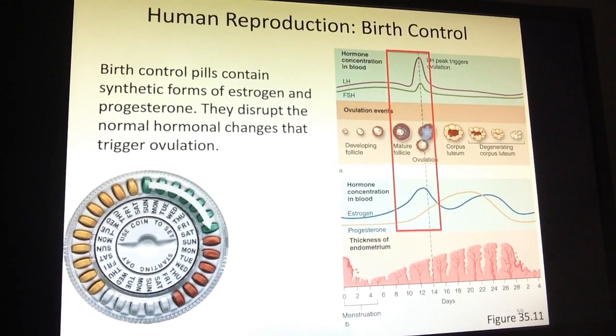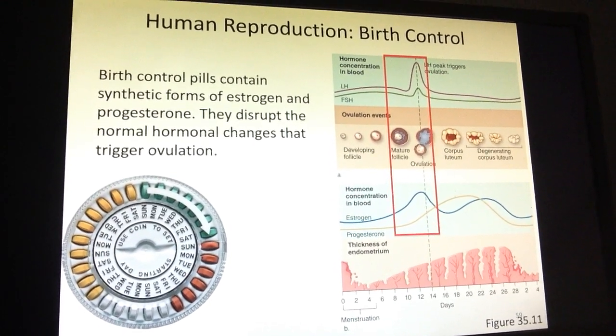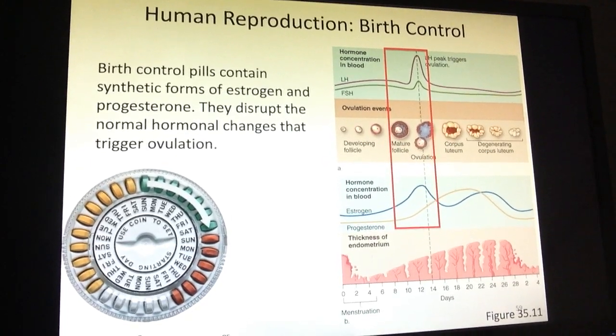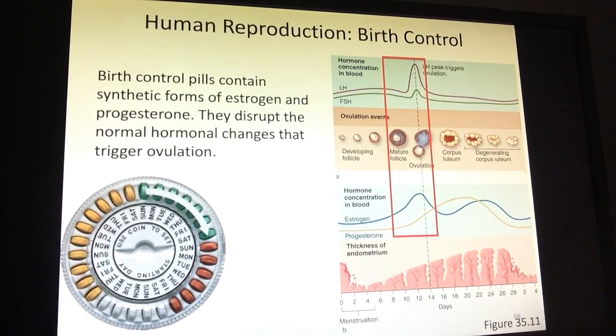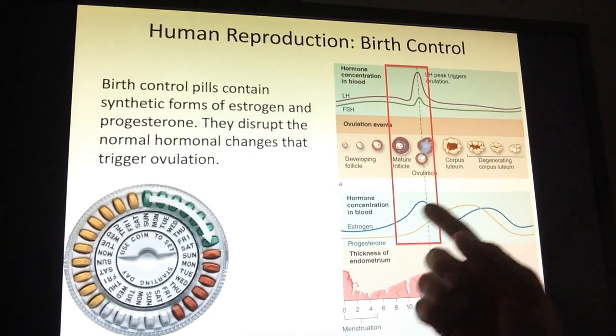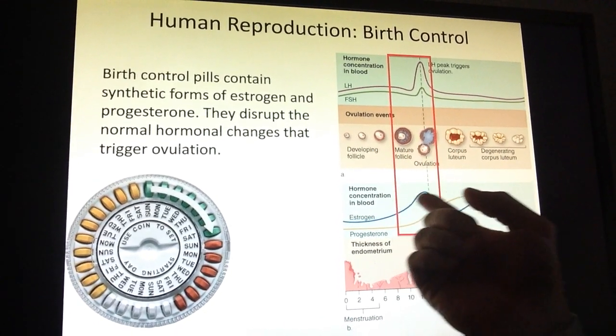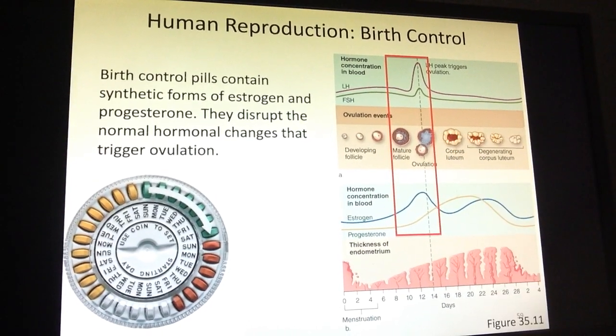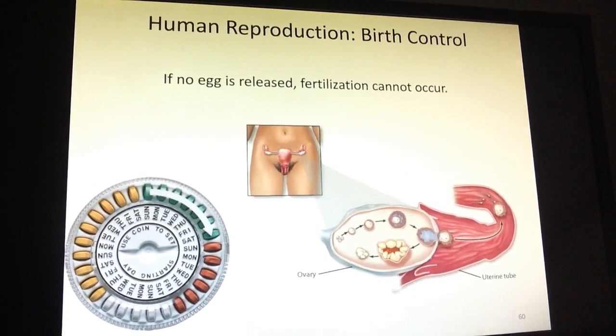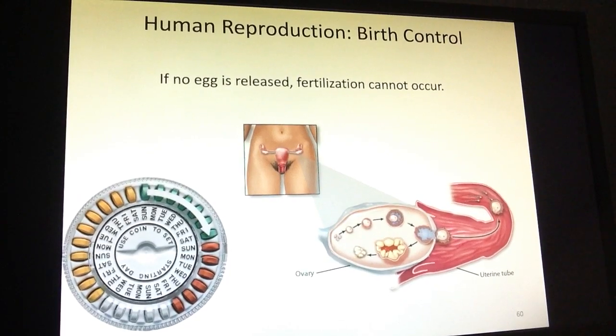Now, birth control pills are basically, they keep the progesterone and estrogen levels, that's what they are, synthetic versions of those, and they keep those levels high. So if these levels don't increase, they stay constant, then there won't be any ovulation, and that's the idea. If no egg release, no fertilization can occur.